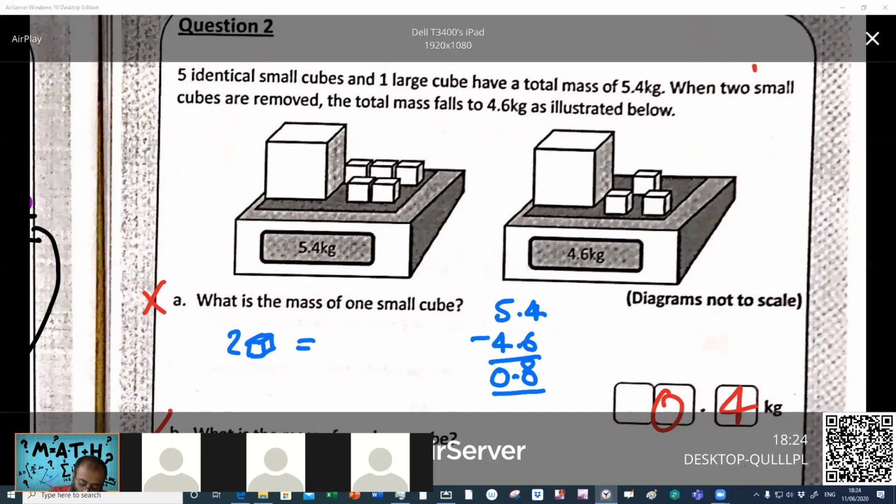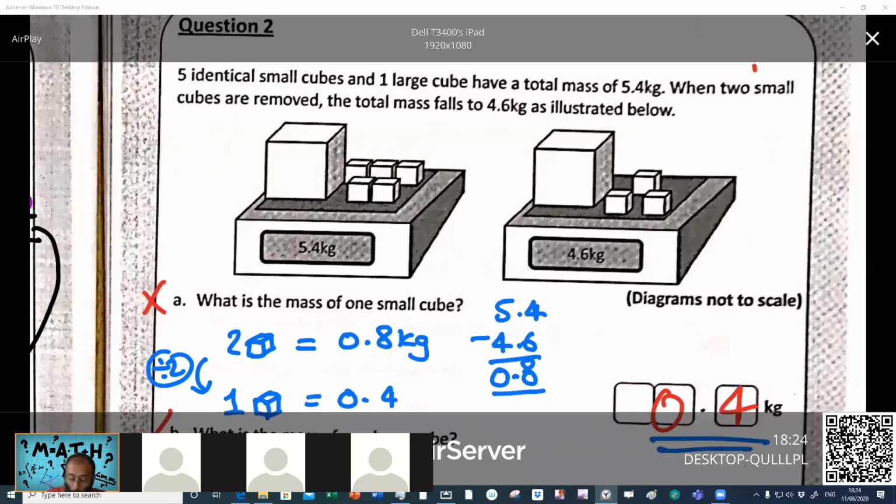So 2 cubes has the mass of 0.8 kilograms. That's how much you've removed. So what is the mass of one little cube, Eliza? 0.4, because you have to divide it by 2. Absolutely correct. Well done. So that gives you 0.4. That's where the 0.4 comes from.